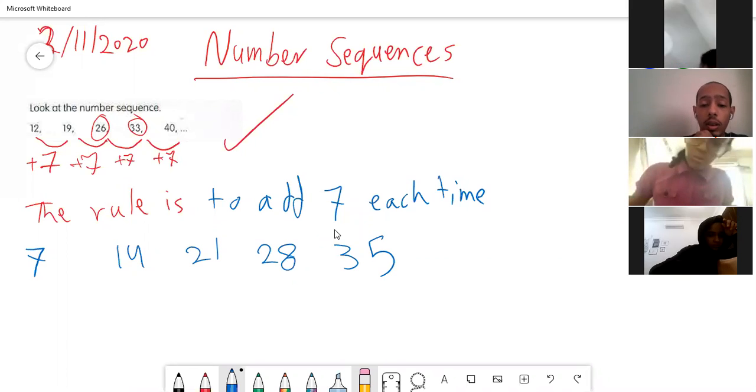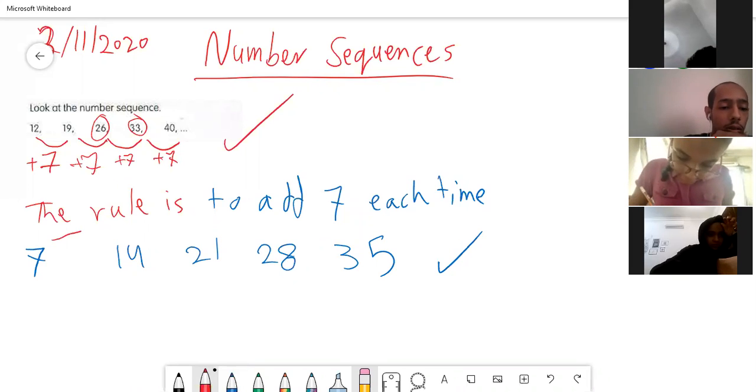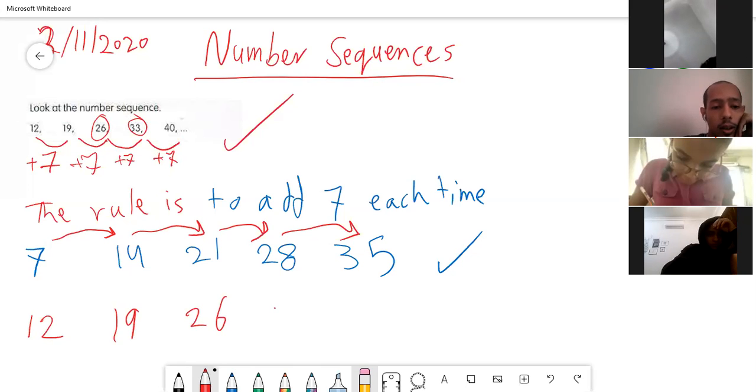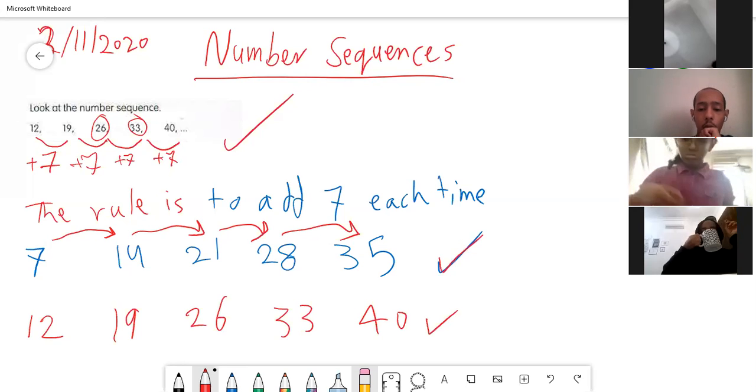Let's compare this sequence with the previous sequence. So this sequence is multiples of 7 as well, right? Each time we are adding 7, 7, 7. In comparing to the first one, I'm going to write them down again here: 12, 19, 26, 33, and 40. This is the previous sequence. This is the new sequence.